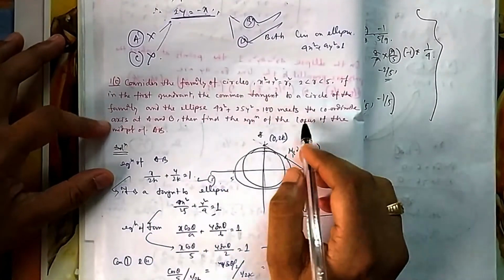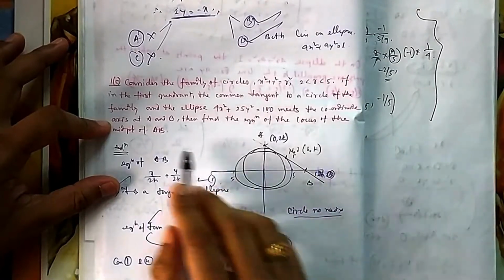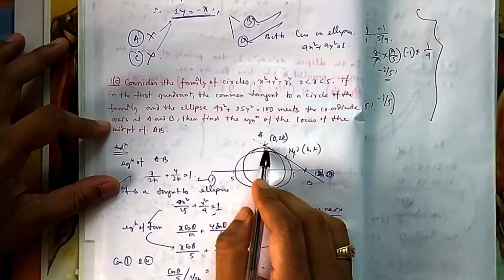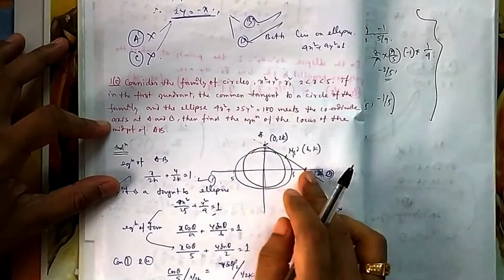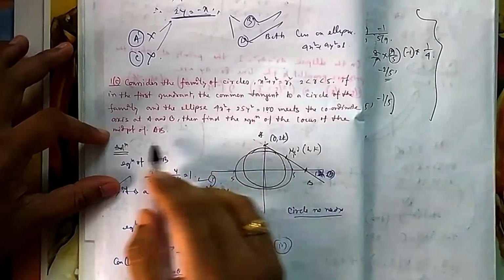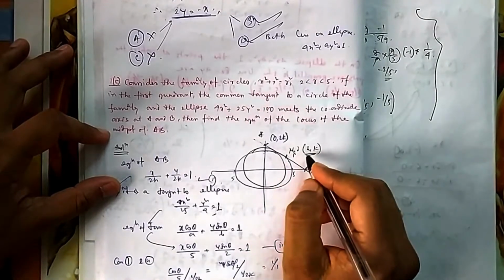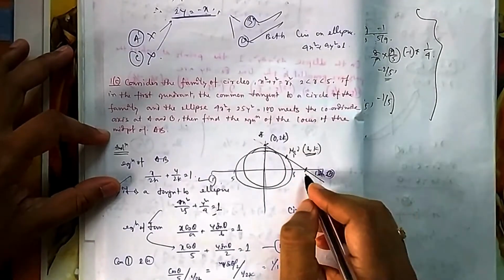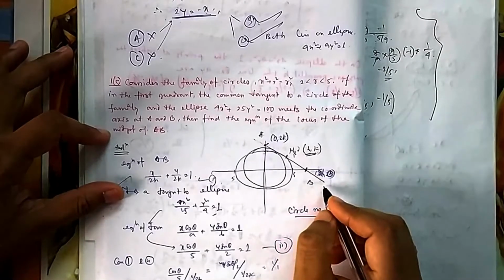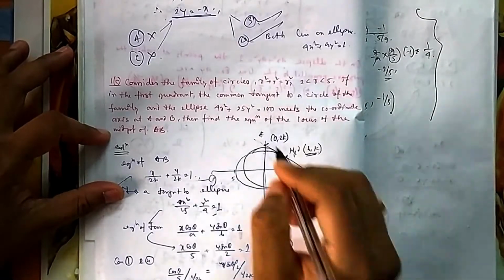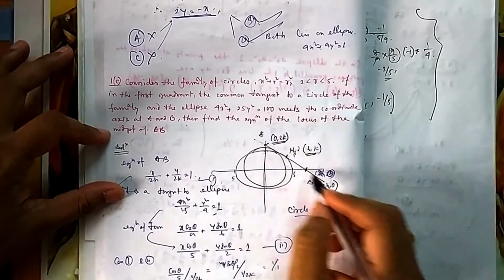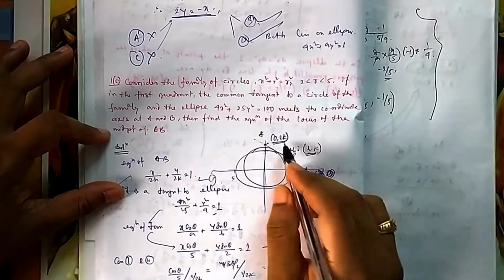You can see the tangent which is common to both meets the coordinate axes at A and B. Then find the equation of the locus of the midpoint of AB. So the midpoint is given; suppose this is the locus, I will consider that point as (h, k). So what will be the coordinates? This coordinate will be (2h, 0), and this coordinate will be (0, 2k). Take the midpoint: (2h plus 0) by 2 is h, (2k plus 0) by 2 is k.